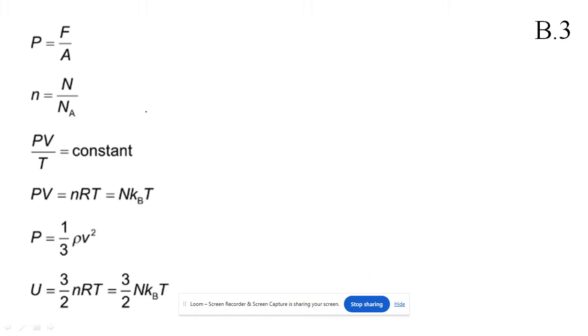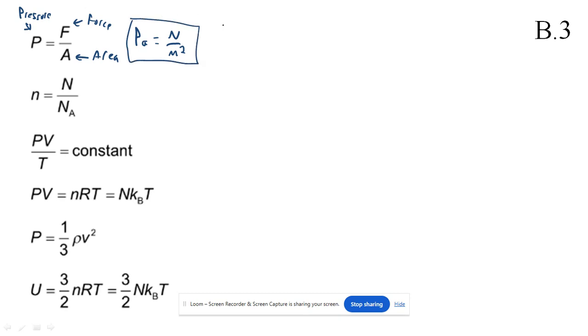All right, so these are our gas laws, right? This is pressure. This is force. This is area, right? So a 1 Pascal is a Newton per square meter. So this is a tremendously small unit of pressure.